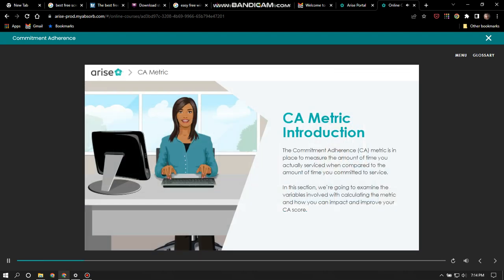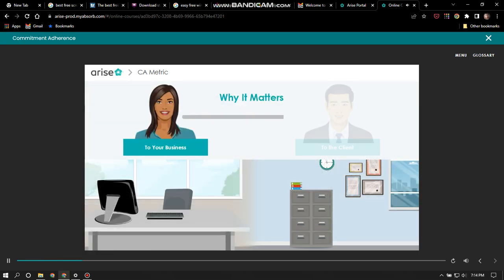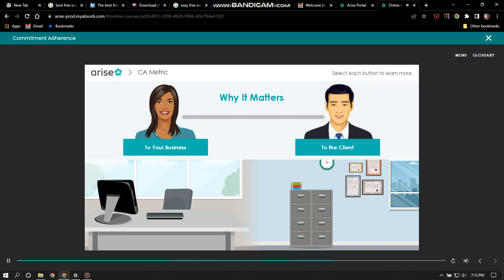In this section, we're going to look at how the commitment adherence or CA metric is measured, the variables involved, and how you can impact it and improve your score. Now, let's first take a moment to see why commitment adherence matters so much to both your business and the client. Select each button to read how it affects each party.